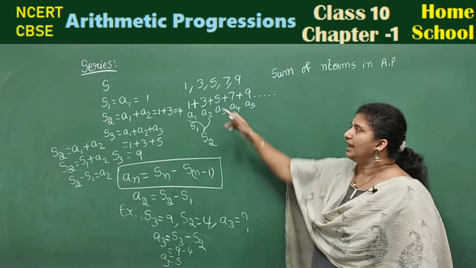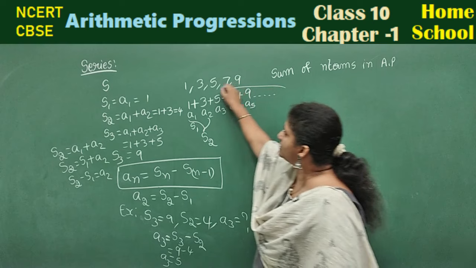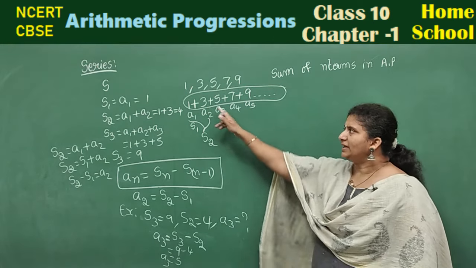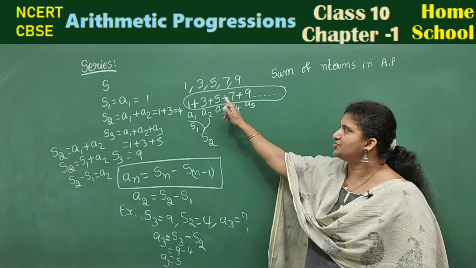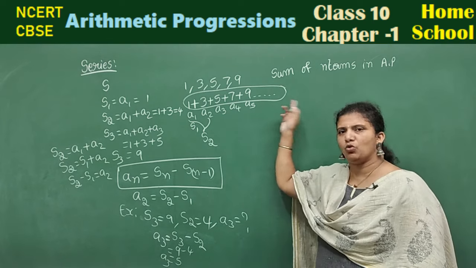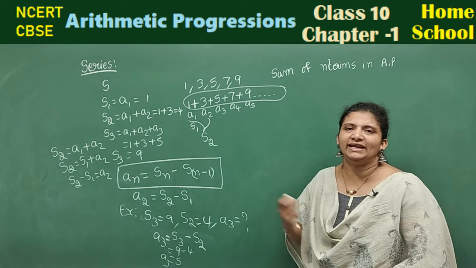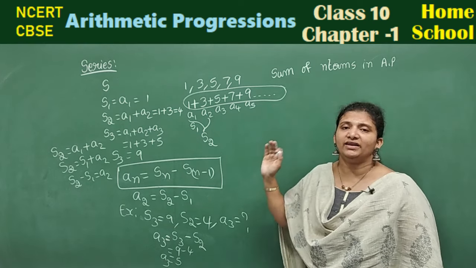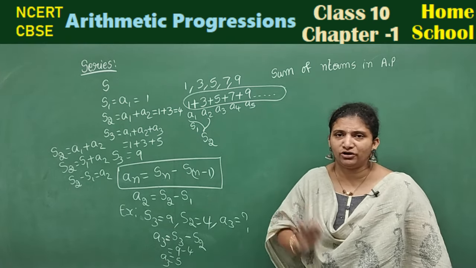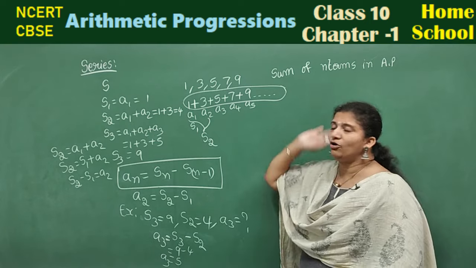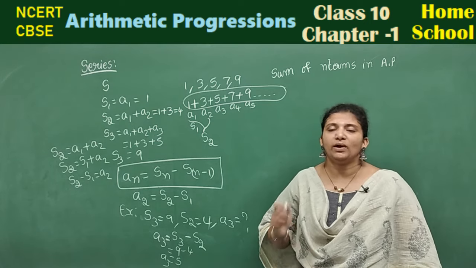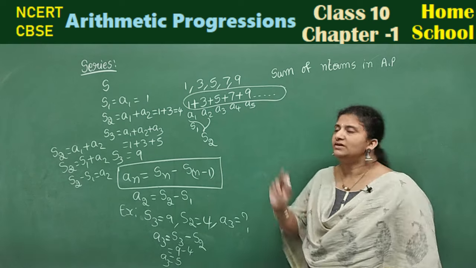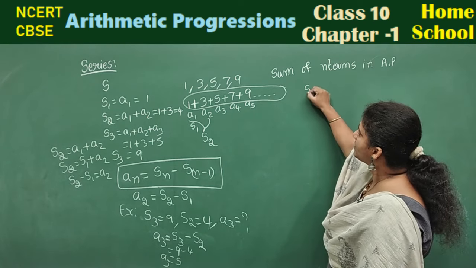We don't know. Suppose I take a series like this. Let me take this example. 1 plus 3 plus 5 plus 7 plus so on. I don't know where it ends. It is an infinite series. Where it ends, we don't know. But I need to add all these numbers. So what is the formula behind this? We need to remember the formula.